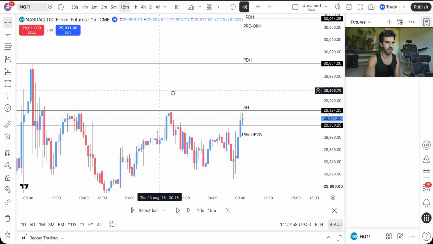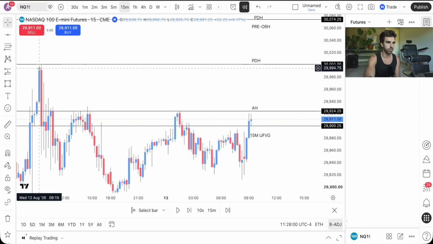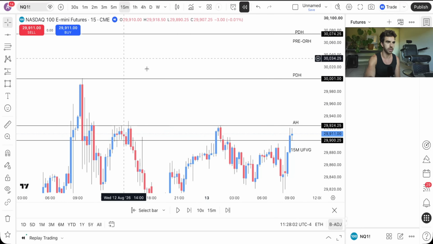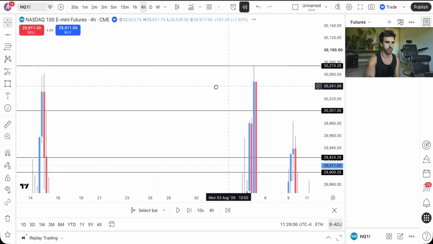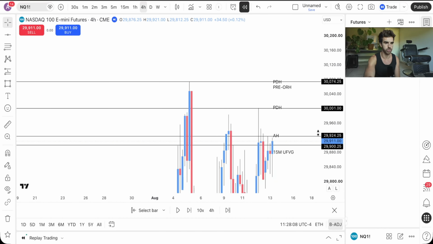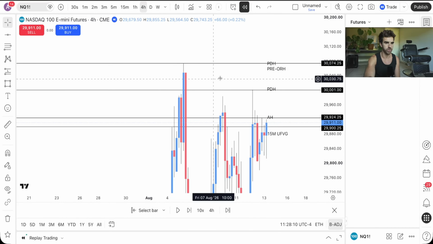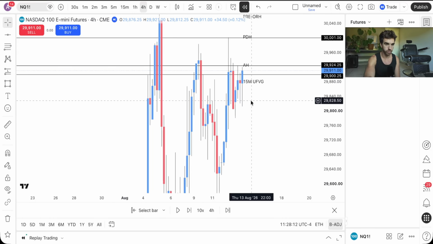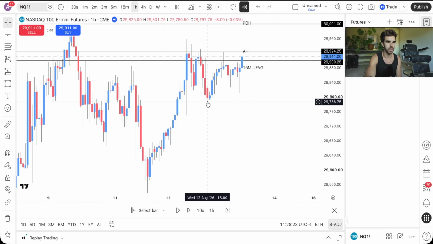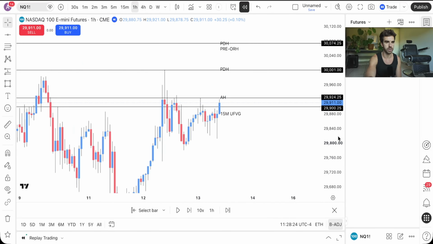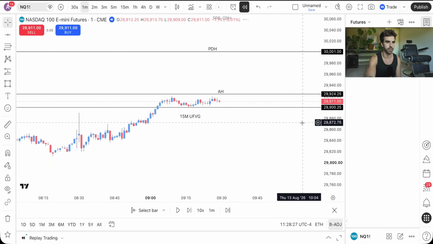We had Asia high above, we had previous day high right here, and then we had another previous day high a bit further. We can go on the 4-hour to see that clearly, which was a very prominent one, which ended up to be the main draw on the day. On the sell side, we did have this 4-hour UFEG and Asia low. I'm not gonna mark these out just for the sake of keeping it simple for you guys watching.